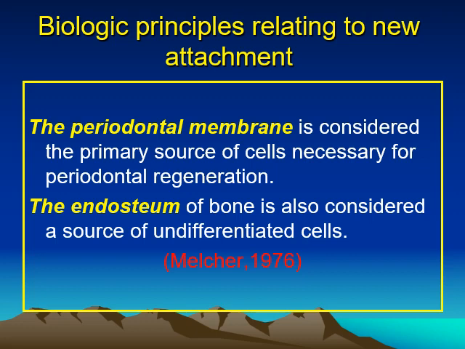The periodontal membrane is considered the primary source of cells necessary for periodontal regeneration. The endosteum of bone is also considered a source of undifferentiated cells.